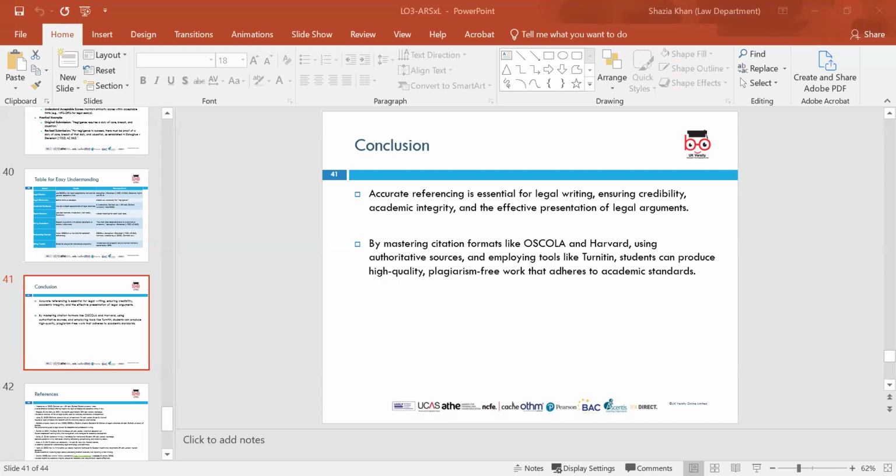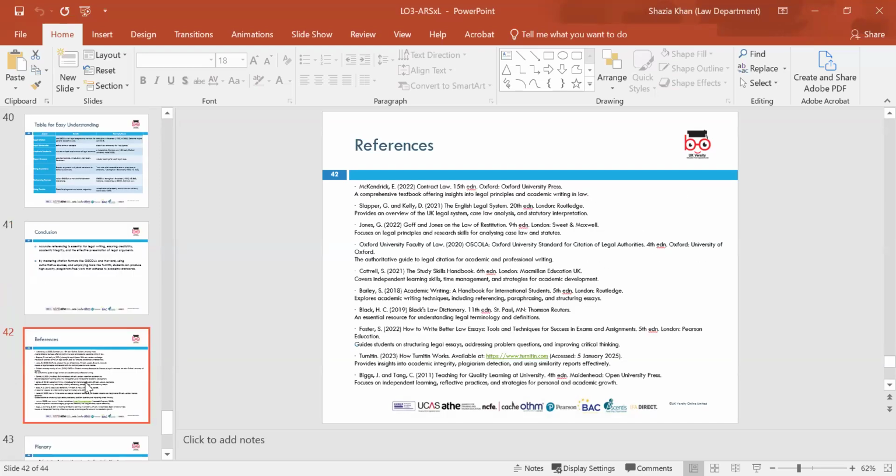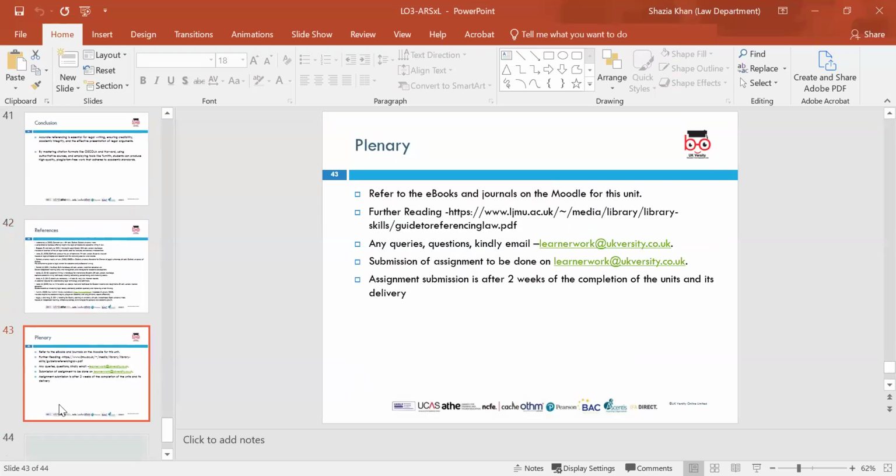So that was a quick summary of what we've done in Learning Outcome 3. These are the references for Learning Outcome 3 that we've used, so you can refer to them. Additionally, you have ebooks and journals on the Moodle for this unit. For further reading, there's a link there to a guide to referencing that you could look at. Learning Outcome 1 to today's Learning Outcome 3 will be recorded and put on Moodle for you to have a look at, to listen to if you need to, and to reference when it comes to doing your assignment.